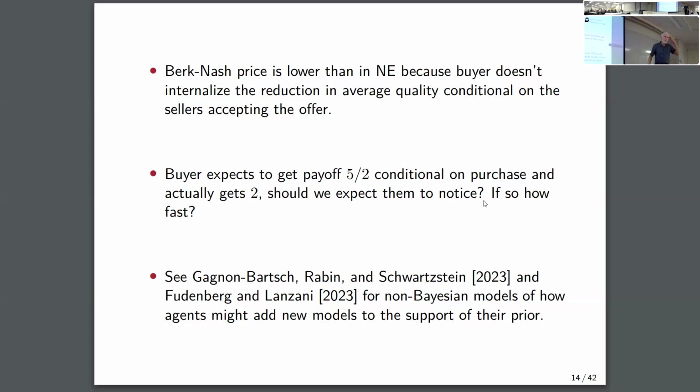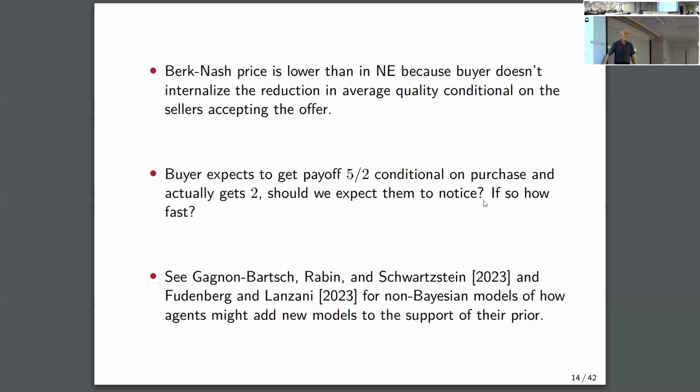Maybe they should notice some disconnect, right? They had a model, they made their best guess. And if they're doing this repeatedly, they're expecting to get on average 5/2 and getting two. Should they notice? Well, maybe, but as a Bayesian, there's no way for them to notice, right? You can't just update your beliefs to say, oh, something's wrong. If you thought there was some small chance things were correlated, you could say, ah, maybe it's correlated. But with probability zero that it's correlated, you're stuck.